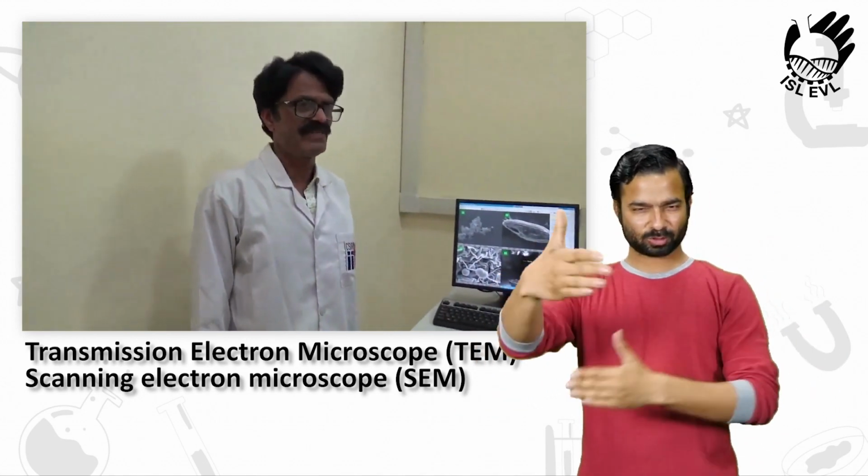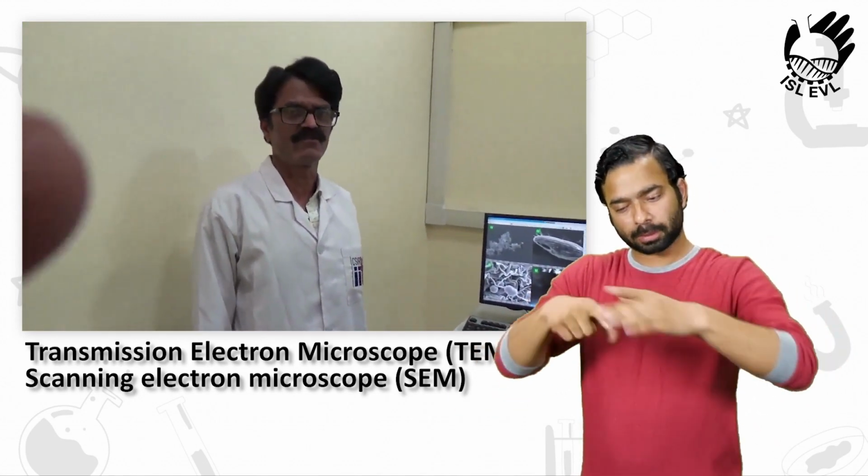In our department, there are two types of electron microscope available. One is the transmission electron microscope and the other is the scanning electron microscope. In the transmission electron microscope, electrons transmit through the specimen, but in the scanning one, electrons do not transmit through the specimen, it just scans the surface. This is the scanning electron microscope laboratory. Here I will discuss the scanning electron microscope.